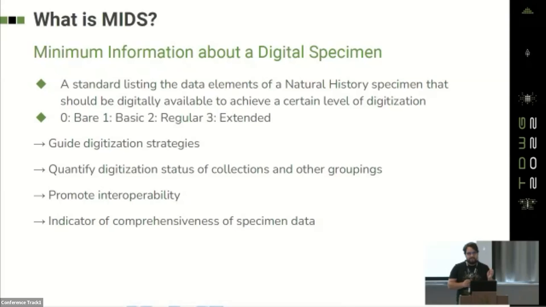I do want to reiterate a bit the major aims that MIDS has as a standard. Quite principally, that is to guide digitization strategies. By listing those different elements, we indicate which properties for such specimens are important and which ones are less so. And we also have a track towards more extensively digitized specimens, going from bare to extended. The second thing, and also quite important, is to be able to quantify the status at the specimen level. So we can see for collections, but also for other groupings, such as certain taxonomic groups or certain collectors or points in time and space, how well digitized these have been and what work is still left to do.